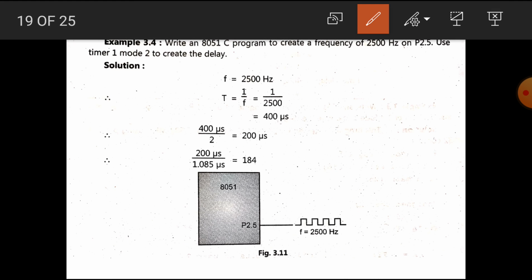Write an 8051 C program to create a frequency of 2500 Hz on P2.5. Use Timer 1 mode 2 to create the delay. Here the frequency is given, which is f equal to 2500 Hz. We have to find the period for it. For that purpose we write 1 upon f is equal to 1 upon 2500. We get the period as 400 microseconds.